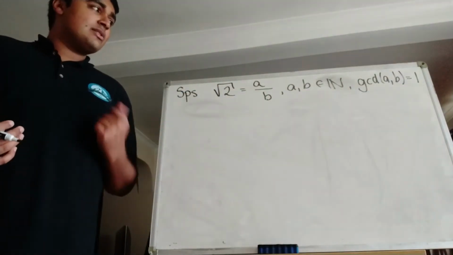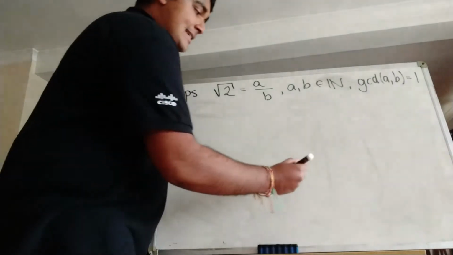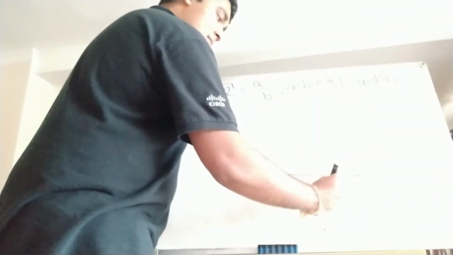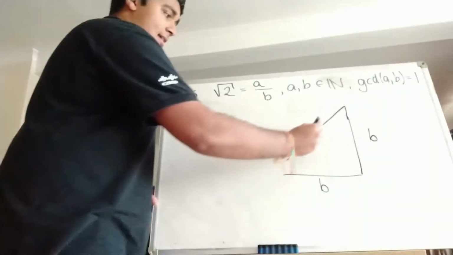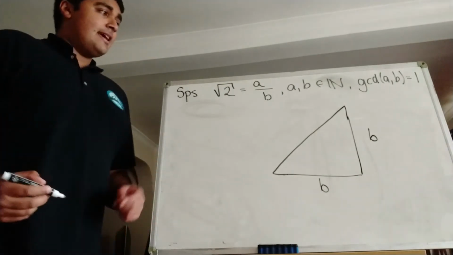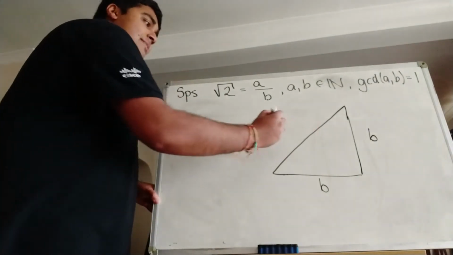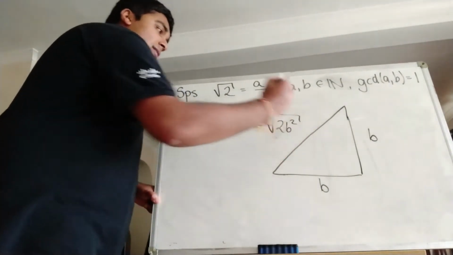Okay, the next thing we're going to do is draw a right angle triangle, and it's going to have base length b and height also b, like so. And then, of course, just by Pythagoras' Theorem, its diagonal length, that guy there, is going to be the square root of b squared plus b squared, which is 2b squared, like so.